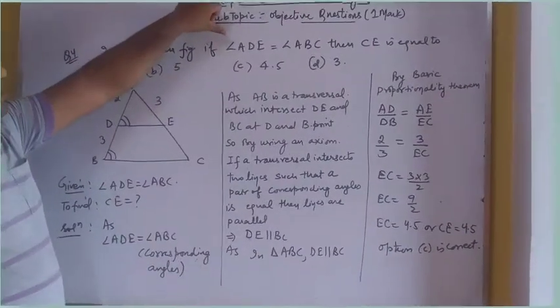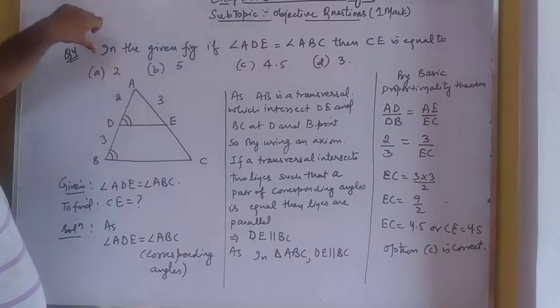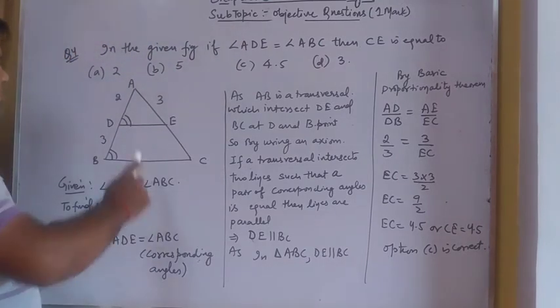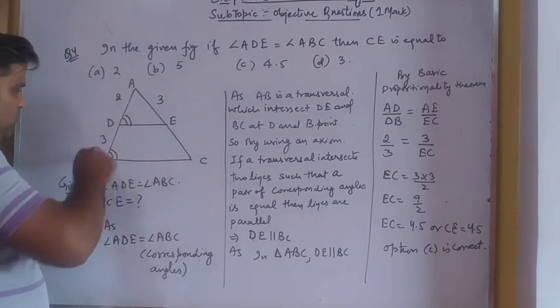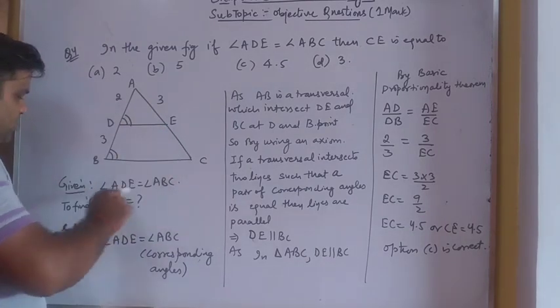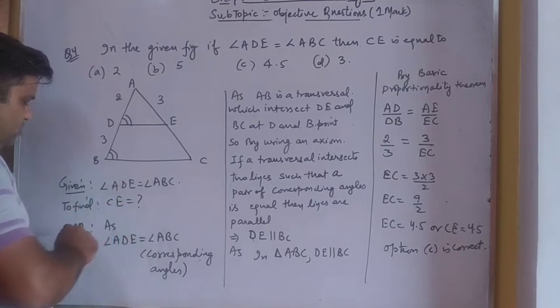In the given figure, if angle ADE is equal to angle ABC, then CE is equal to? Here which option is correct? We have to find. In the given triangle ABC, as angle ADE is equal to angle ABC, we have written all the information in the given to find. Now let us come to the solution.